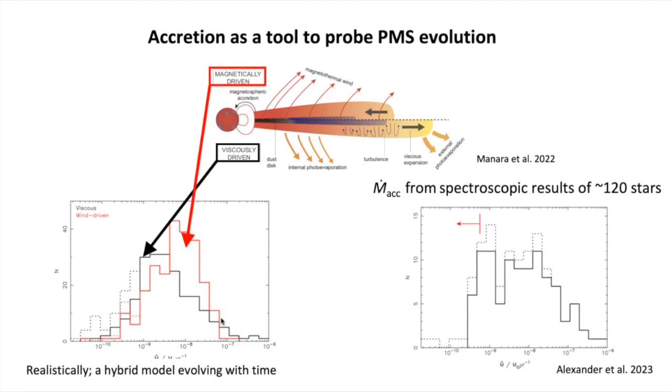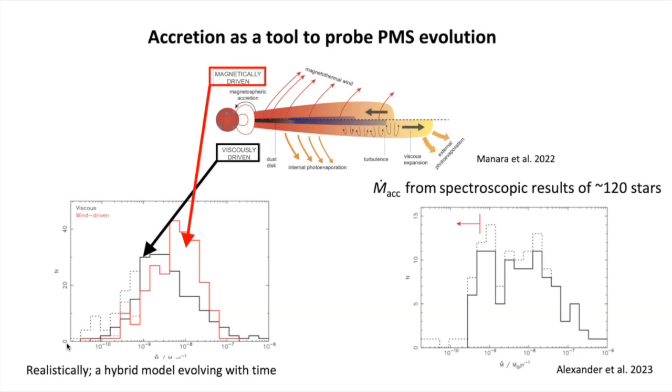So there's a beautiful study recently published which looks at the distribution of mass accretion rates from these two different competing models, and they find that the distribution is very different. Basically, for the magnetically driven or wind-driven model, there's a peak at a much higher mass accretion rate, whereas for the viscous-driven, there's a much lower peak and a much longer slope.